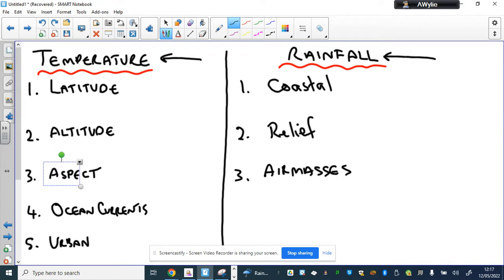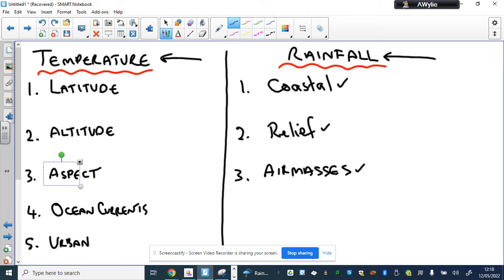Now there are 5 key areas that can influence the temperature of an area of the UK. We can see them listed down here, so I would suggest you write them down. You can do them as a little mind map or a little spider diagram, or just as a list like I've done. Likewise, we've then got 3 areas that can influence rainfall.